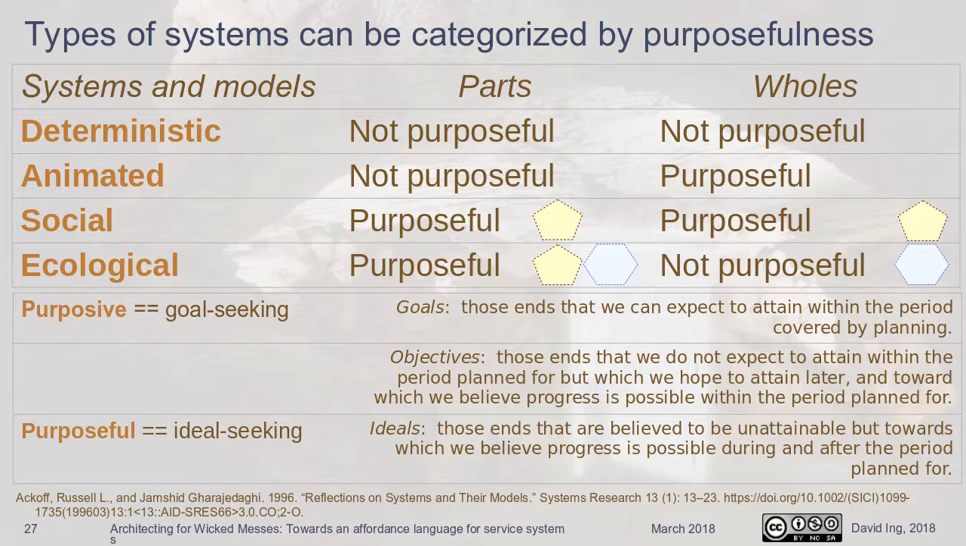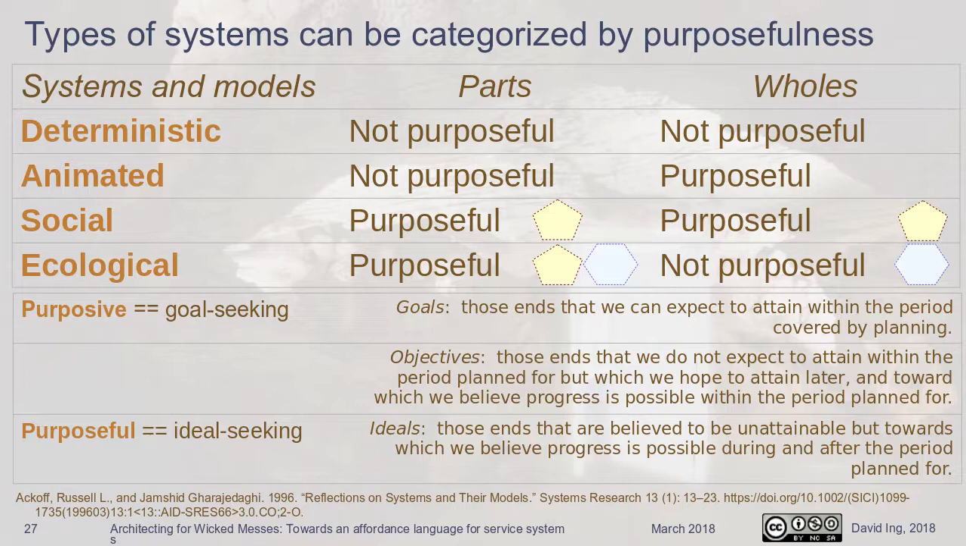And then ecological, and now we get into trying to really understand what the term ecological means. Having purpose in the parts, but not purpose in the whole. So you could take the Earth. The Earth doesn't have a purpose, but we live on the Earth and we have purposes. Or you could take financial markets. You may be able to manipulate one stock, but it's really hard to manipulate the whole stock market. It doesn't have a direction.